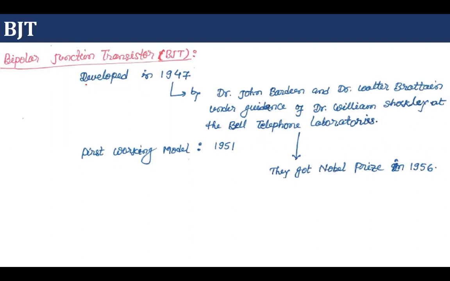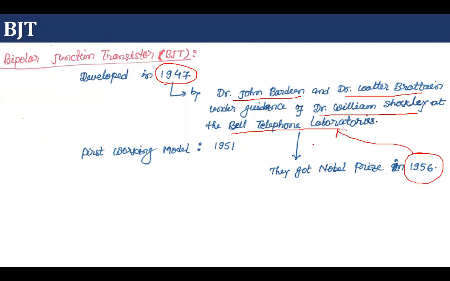So the bipolar junction transistor, also known as BJT in short, was developed in 1947, when we got our independence, by Dr. John Bardeen and Dr. Walter Brattain, under the guidance of Dr. William Shockley. It happened in Bell Laboratory, a very famous laboratory of the USA. All three scientists got the Nobel Prize in 1956 for this invention because it changed the whole technology world.